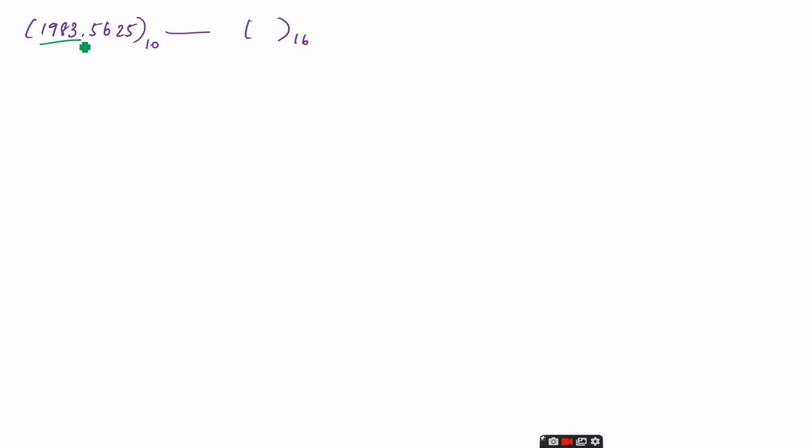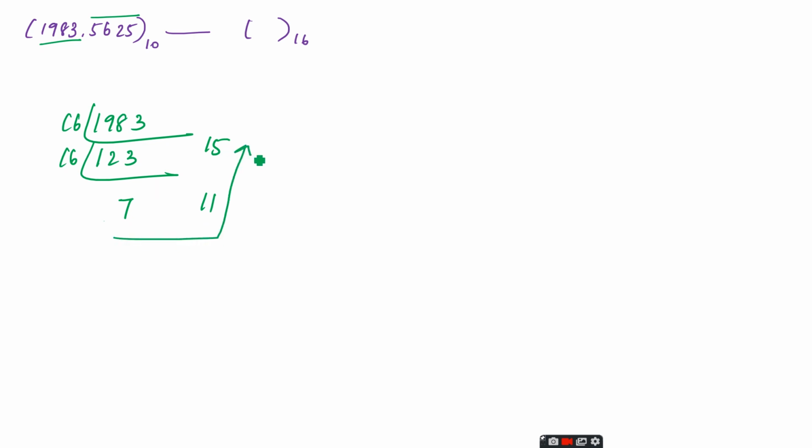Now the next question is 1983.5625. So we have to repeatedly divide the integer part by 16 and the fractional part should be repeatedly multiplied by 16. So 1983 is divided by 16. We will get the quotient as 123 and the remainder as 15. Again we will divide this number by 16. We will get the quotient as 7 and the remainder as 11. Now it is not possible to divide 7 by 16, so we'll stop right here and write the answer from bottom to top. Then the answer will be 7, 11 is represented by B, 15 is represented by F.